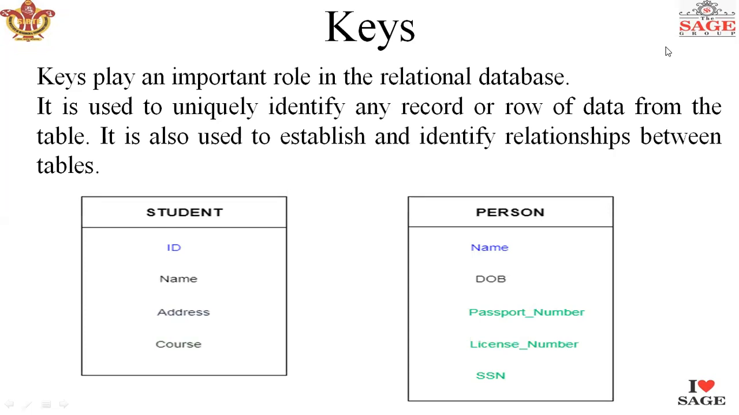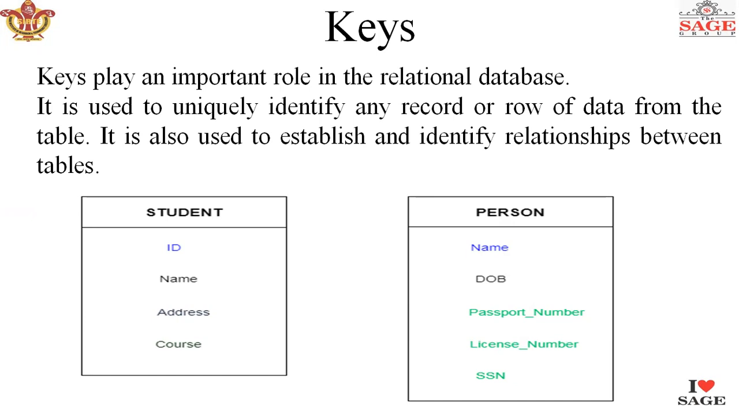First of all, here you can see the definition of a key. Keys play an important role in a relational database, and they are used to uniquely identify any record or row of data from the table. You can also say that they are used to establish and identify relationships between tables. Here you can see the example.